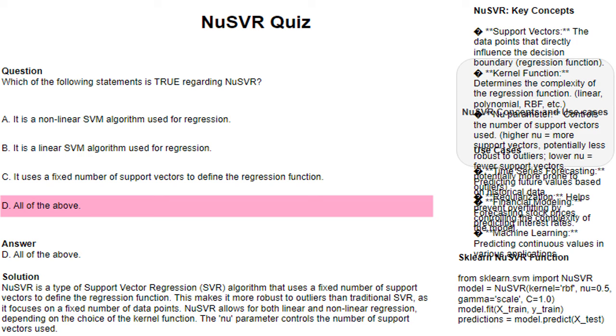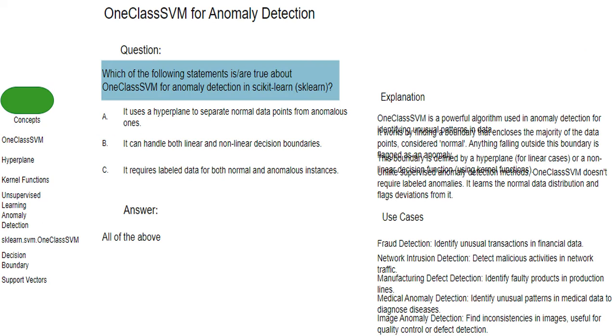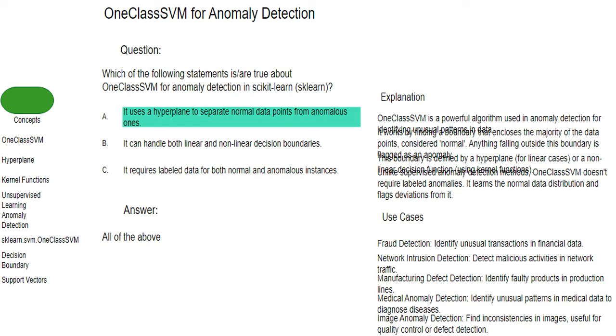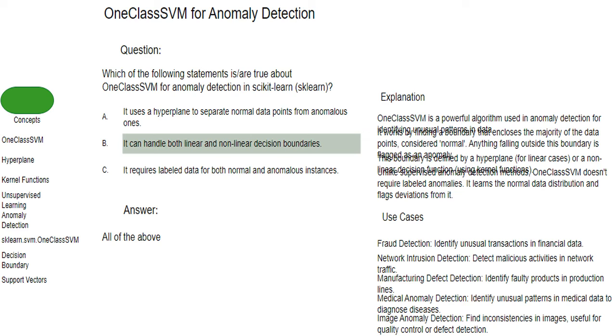Which of the following statements are true about One-Class SVM for anomaly detection in scikit-learn? It uses a hyperplane to separate normal data points from anomalous ones. It can handle both linear and nonlinear decision boundaries. It requires labeled data for both normal and anomalous instances.